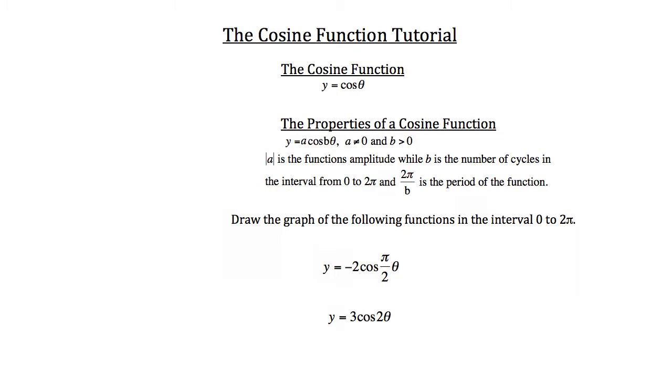Let's begin with the graph up top. Y is equal to -2 times the cosine of pi over 2 times theta. Now remember, this value in front is our a value. That's the amplitude of our function, and the absolute value of that is the amplitude. So the absolute value of -2 is 2.